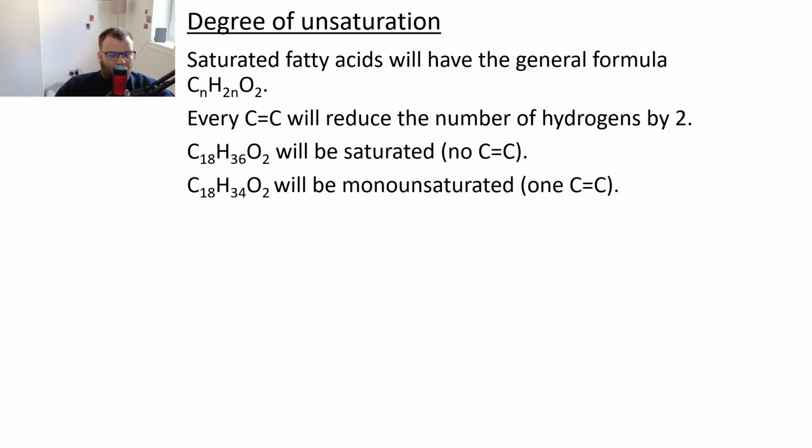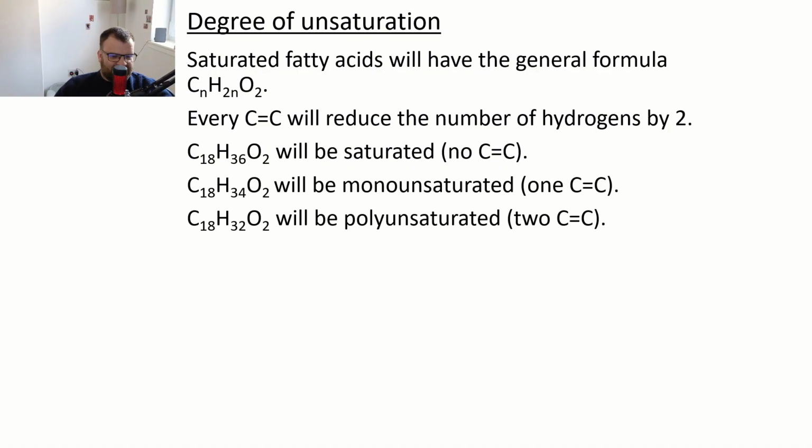And here we've got 1 carbon-to-carbon double bond, so we've lost 2 H's. The next one we've got 2 carbon-to-carbon double bonds. Words that are used often here would be monounsaturated, which means 1 carbon-to-carbon double bond, whereas polyunsaturated means more than 1, 2, 3, 4, depending on the chemical.